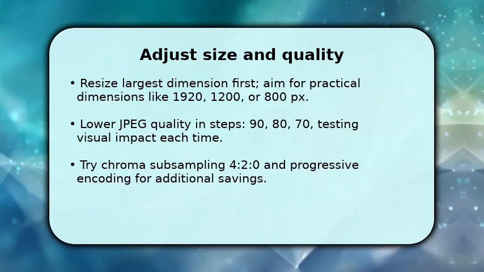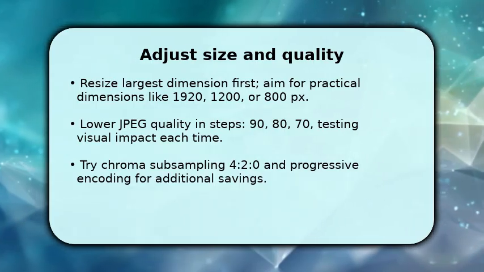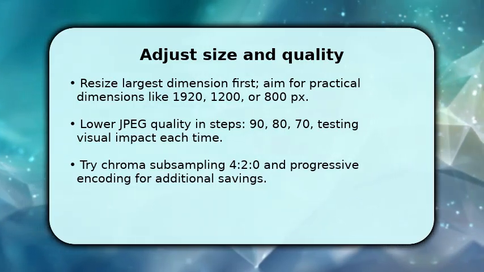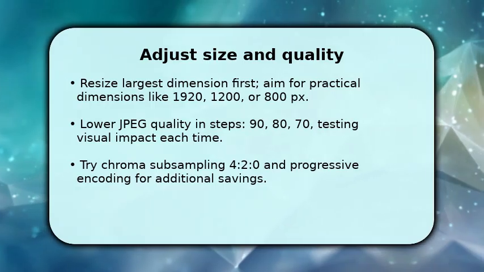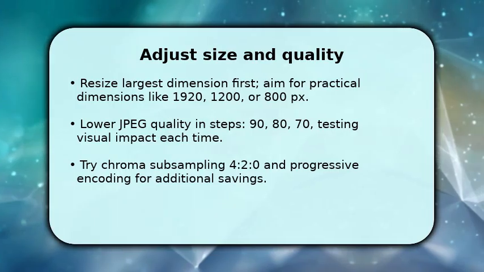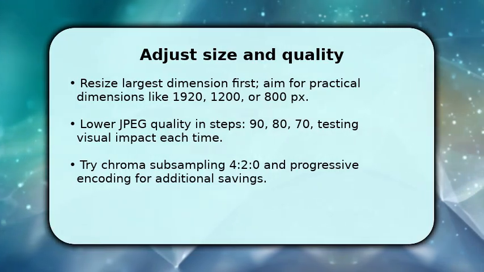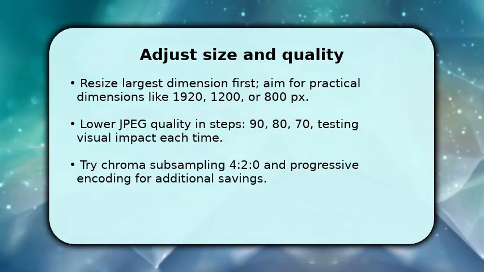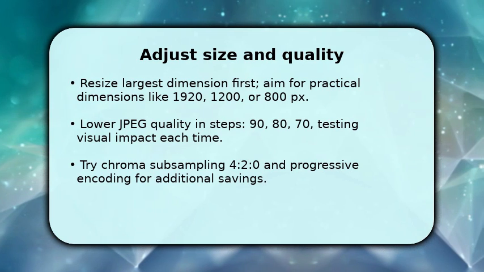Export at 90, then 80, then 70 to compare. You'll see big file drops with minimal visual loss early on. Make sure to toggle chroma subsampling to 4:2:0 and enable progressive encoding if available, because both reduce file size without dramatically harming perceived sharpness.